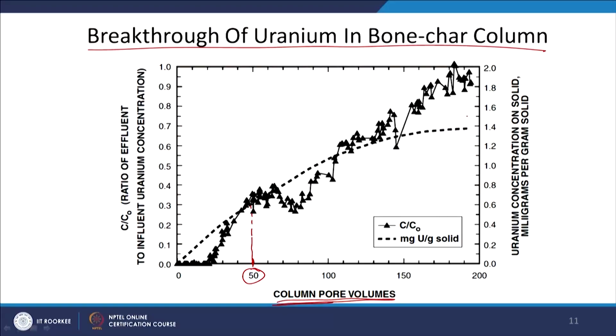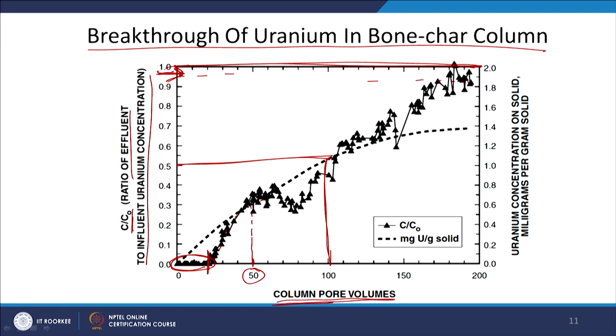So obviously here I see breakthrough somewhere out here maybe, right? C by C naught is the ratio of effluent concentration to influent uranium concentration. So breakthrough is when the effluent concentration C is the same as the influent concentration, right? This is typically not a great profile, because complete removal was observed only for a relatively smaller volume of water, but for most of the volume you had some level of breakthrough. And here 50% breakthrough occurred at a relatively lesser column pore volume, I guess, right? So that's something that we need to understand.